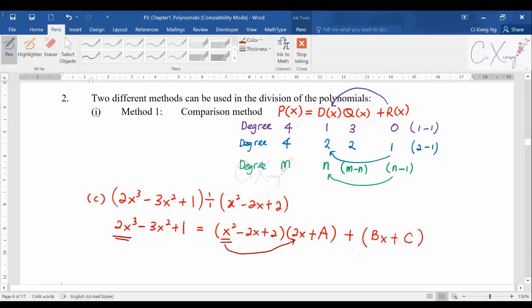So generally, this is what you need to know before you apply the comparison method. This is the very first step that you need to write out first. You need to write it out on your own, and you need to remember all the rules here about the degree. So this is what we have for the comparison method.